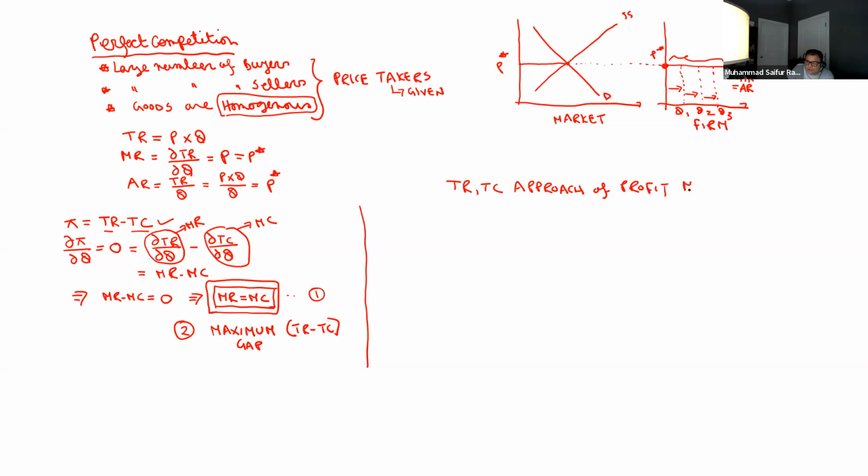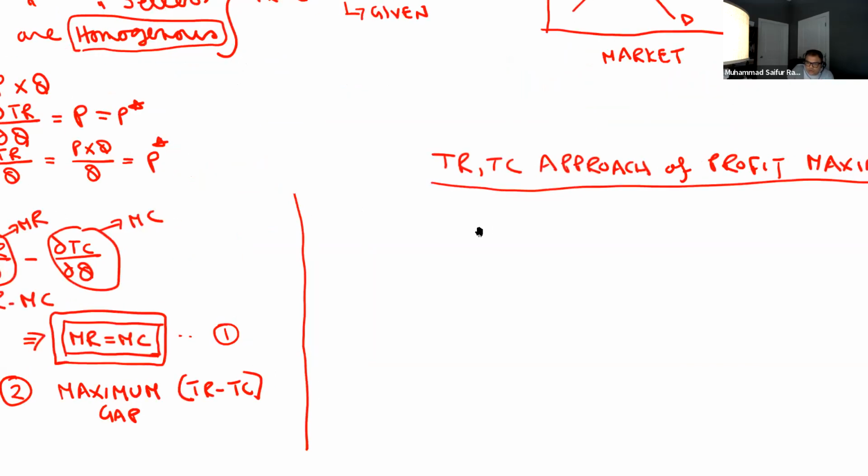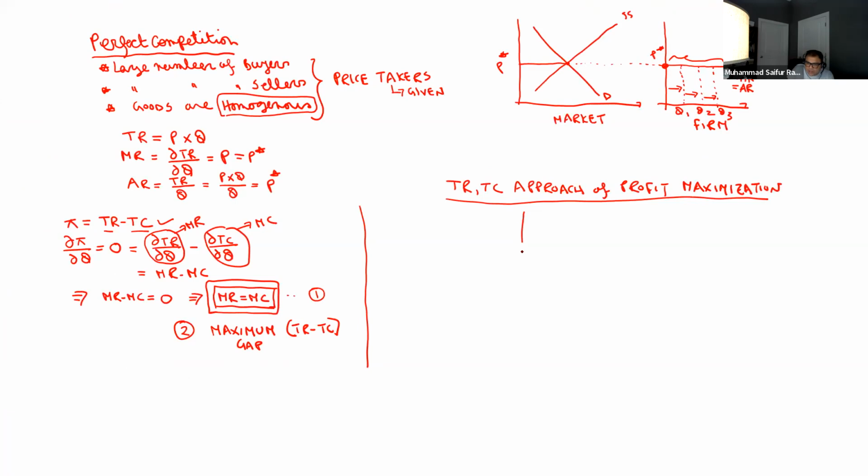Okay, so I'm going to draw these graphs. Based on our knowledge about the total revenue and the total cost curve, we know that our total cost curve looks like this. It basically falls initially and then rises very, very dramatically. And our total revenue curve initially increases and then sort of decreases.